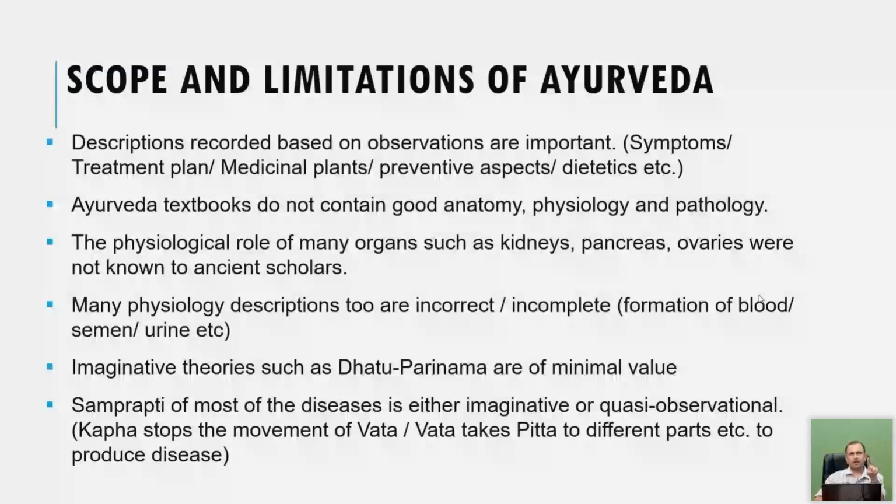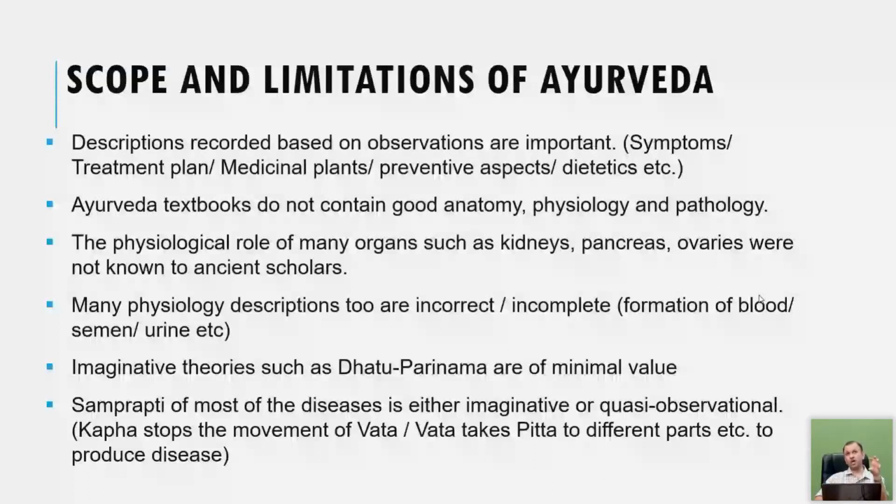See, descriptions recorded based on observations are important. See, this is how we need to understand what is important and what is not so important in Ayurveda. So the descriptions recorded based on observations are very important. Maybe symptoms, maybe treatment plan, maybe medicinal plants, maybe preventive aspects, dietetics. All these fall under observation-based documentation.